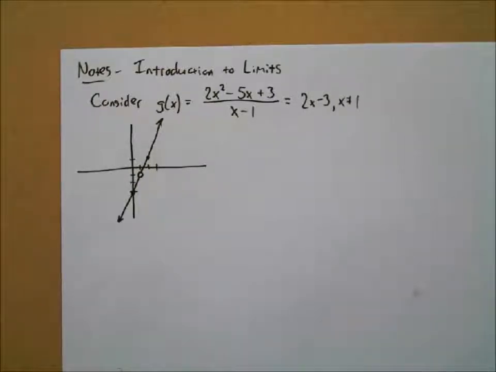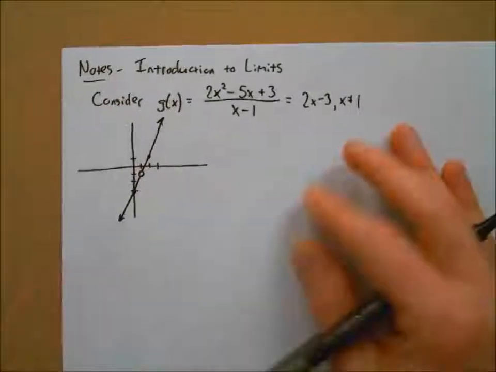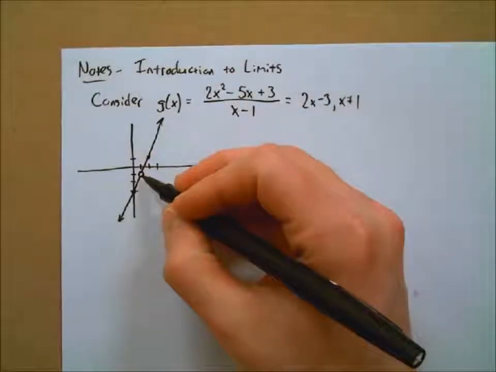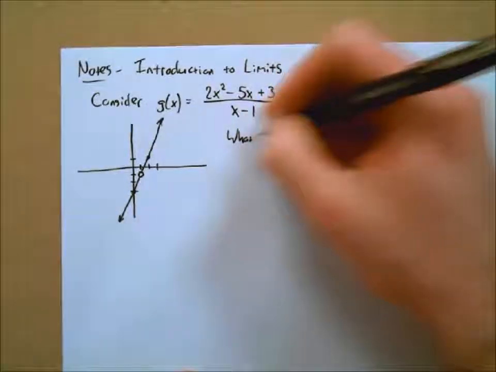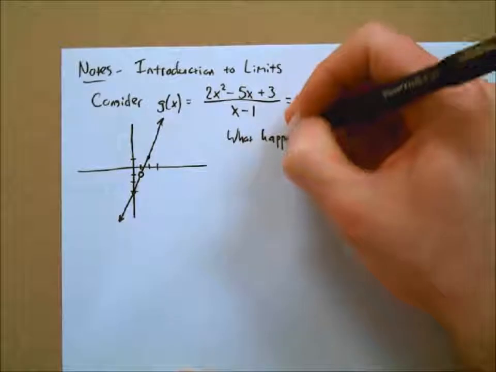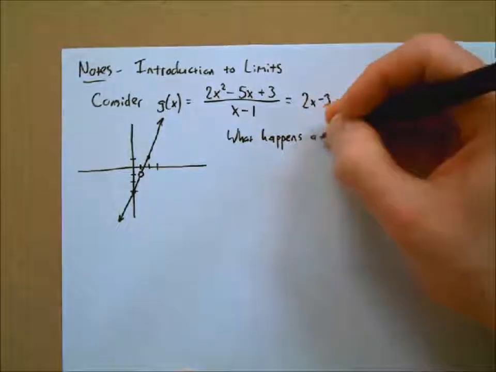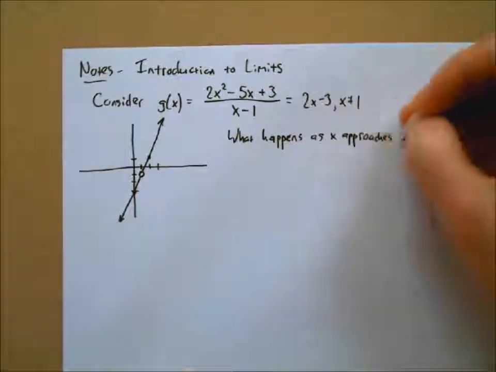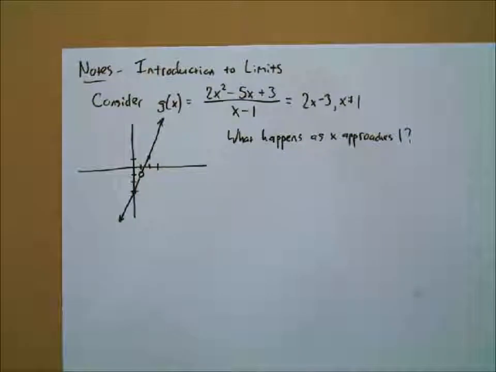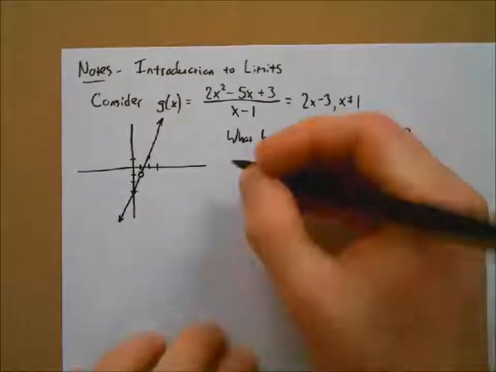And of course, at 1, we know that there's a hole there, but what happens as x approaches 1? We don't want to just be satisfied with saying nothing happens at 1. Maybe we can talk about 1 by saying what happens as x approaches 1. And this is where we introduce the idea of a limit. We are going to approach a value. We're not actually going to be at it, but we're going to get closer and closer and closer.